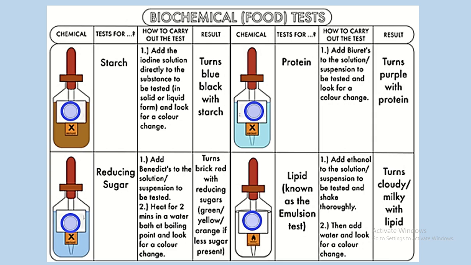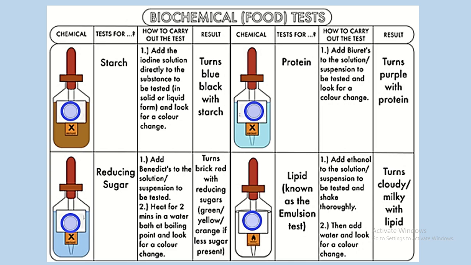Then the next test, reducing sugar. When we say reducing sugar, we are talking of glucose or maltose. They are reducing because they reduce the color of Benedict's solution. So Benedict's solution, when added to a suspension of reducing sugar, will turn red, brick red, if glucose is present, if reducing sugar is present in high concentration.